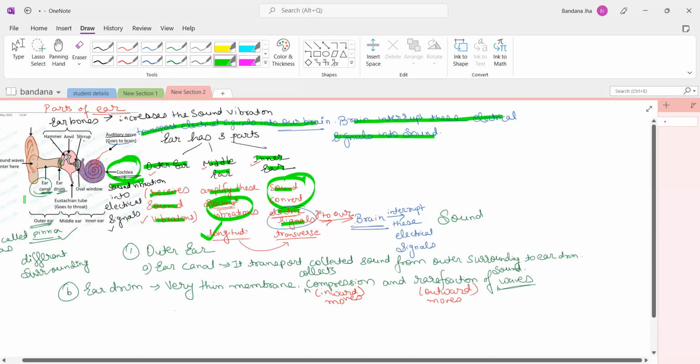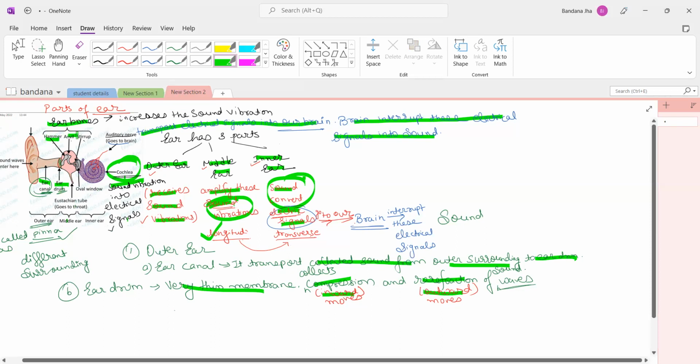Okay. Now, the outer ear. The outer ear has what? The ear canal and eardrum. These are the 2 parts of our outer ear. The ear canal does what? It transports the collected sound from the outer surroundings to our eardrum. And the eardrum is a very thin membrane. Here compression and rarefaction of sound waves occur. At the time of compression, the eardrum moves in an inward direction, and at the time of rarefaction, the eardrum moves in an outward direction.